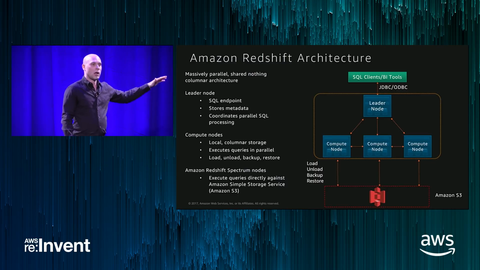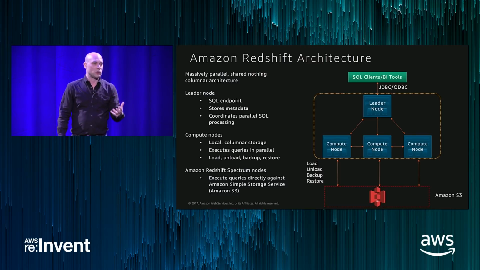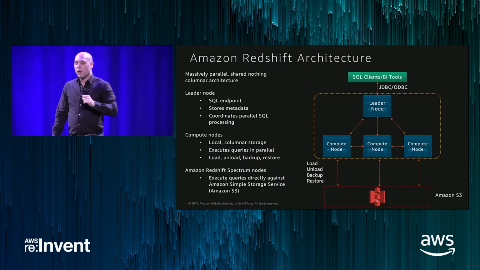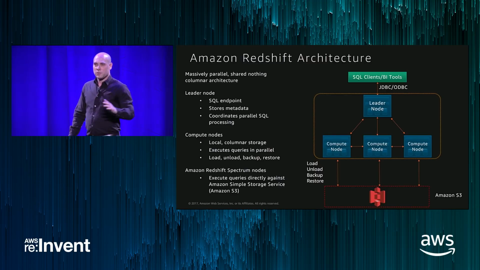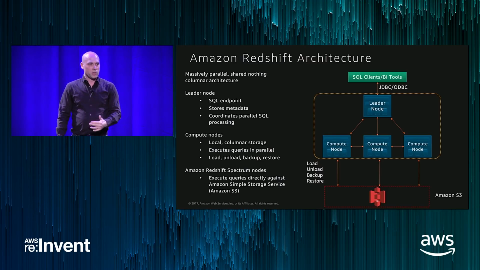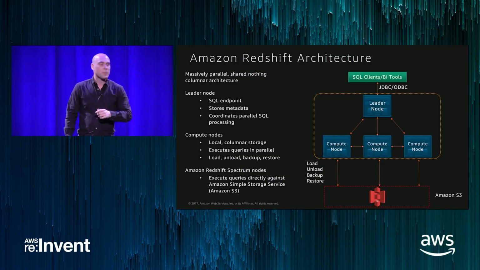These compute nodes also talk directly to S3. So this is typically how you load data in and out of Redshift. We'll go much deeper into that. The backups and restores also go directly from the compute nodes to S3.